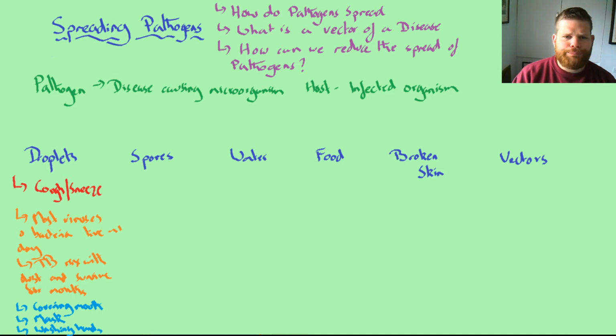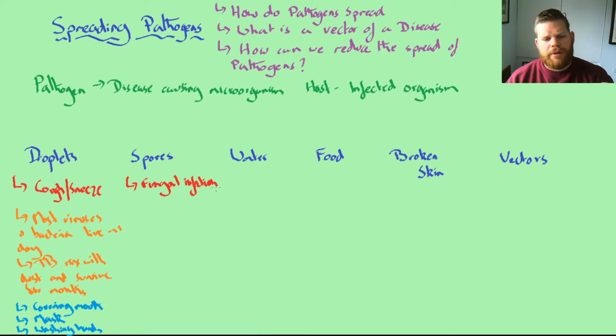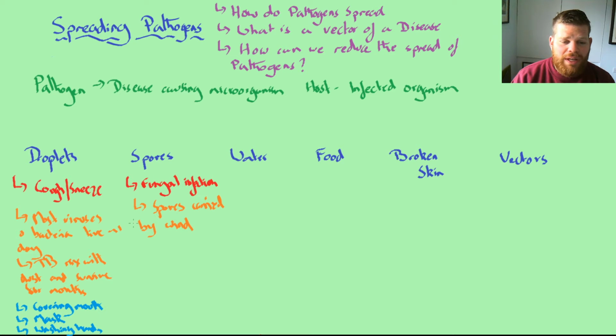So what about spores? Now, spores is unique to fungi. So this is fungal infections. Now, when fungus come to reproduce, they'll produce spores. Those spores are very, very small. They get transferred from one organism to the other by being carried in the wind. Now, because they can be carried by the wind, they can also travel long distances.